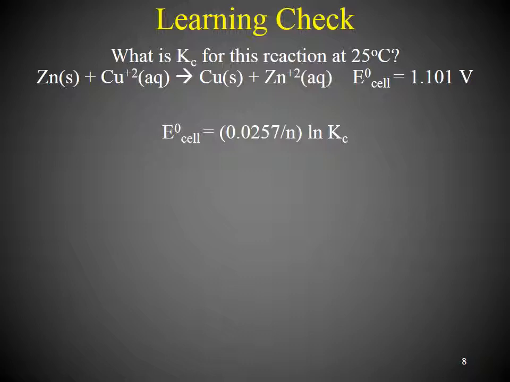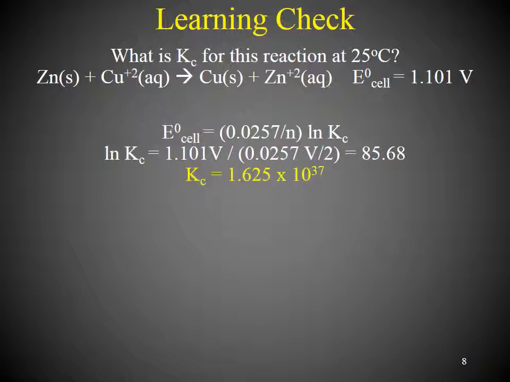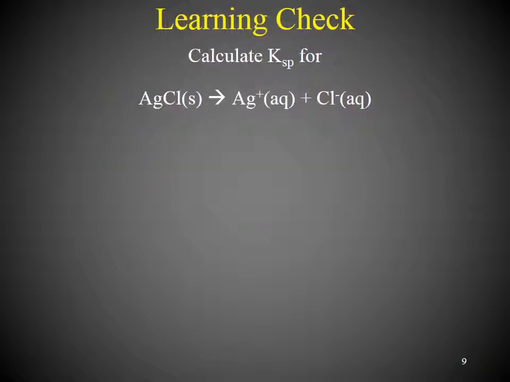So here's our relationship between the two properties. It is just a matter of plugging in the value of the cell voltage in order to get the natural log of the equilibrium constant. Then we solve for the equilibrium constant, which in this case is 1.625 times 10 to the 37, which tells us that this equilibrium is definitely on the product side. And essentially, the reaction goes, I would say, almost to full completion.